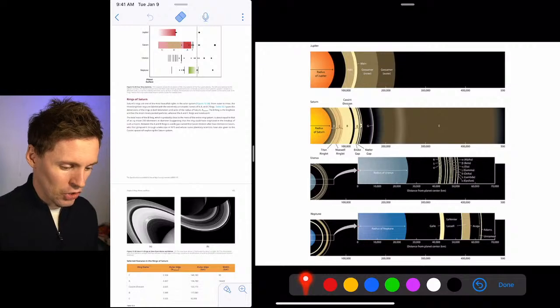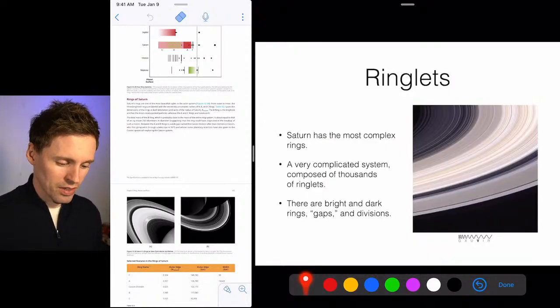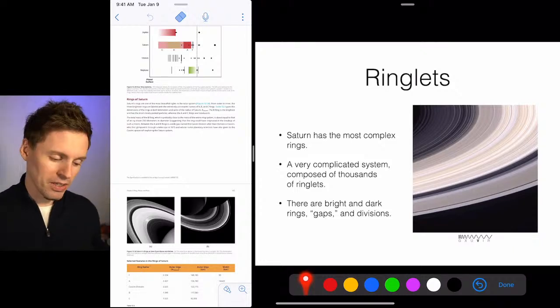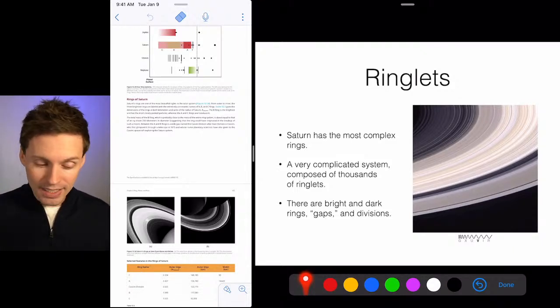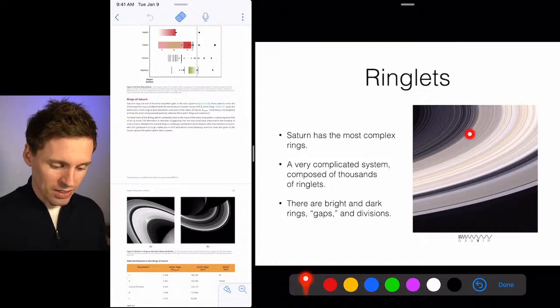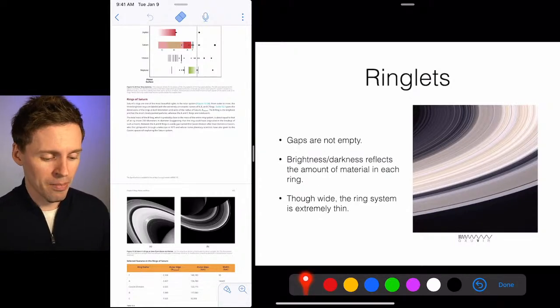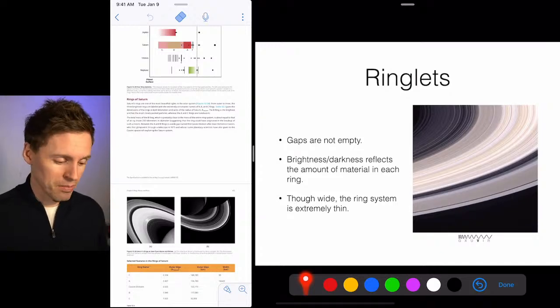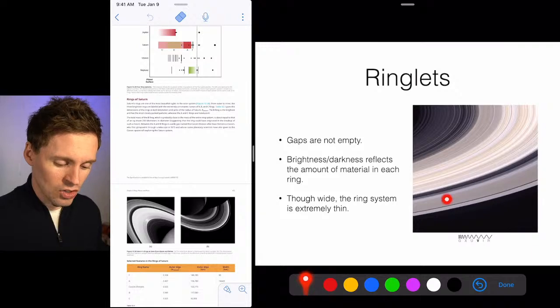Okay, and this is just a chart showing you where the ring systems are around the different planets. So Saturn is the most complex ring system. It's a very complicated system. It's got thousands of individual ringlets. Okay, and they all work together. Look at all these. So you got bright areas, dark areas. The dark areas may or may not have something there. They could just look dark because they're not made of the same bright material. So the gap's not necessarily empty. There could be things there in this dark region or that dark region that have material that's just not as bright.